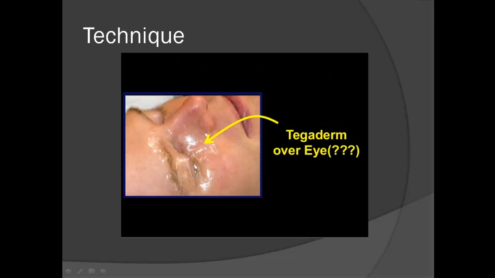One trick that you can use is to place a Tegaderm over the affected eye and have the patient close their eyelid, and this will ensure that the patient doesn't open their eyelid while you're doing the scan, and also allows the gel to coat the entire orbital area without having to worry about any gel possibly getting into the eye. One thing you want to make sure you do is get all the air bubbles out from underneath the Tegaderm once you place it, for this could obscure your picture as you're doing your scan.